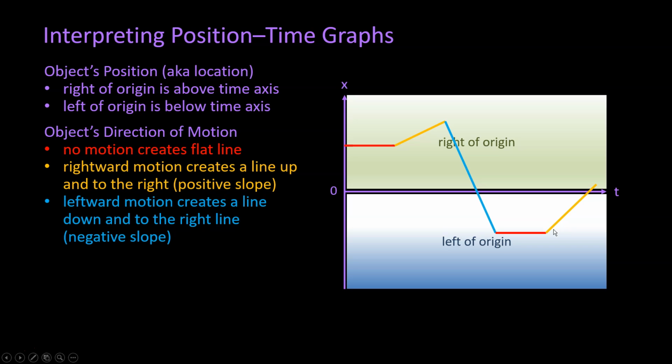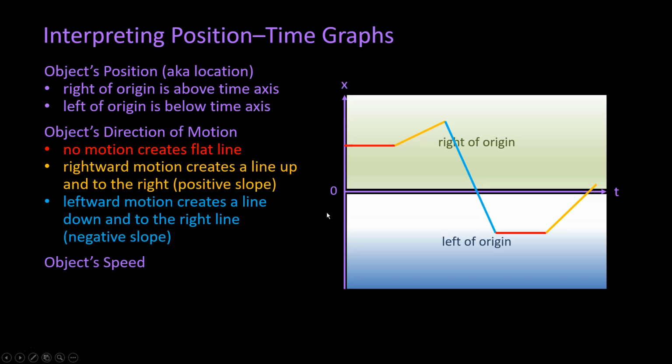Just like you can be left of the origin and moving rightward. So let's just take a look at this blue line. Here, we're to the right of the origin and we're heading back towards the origin. Here we've reached the origin and we're continuing to move leftward and away from the origin.